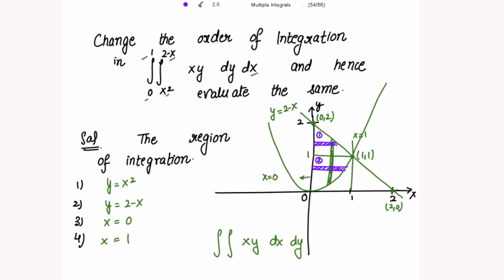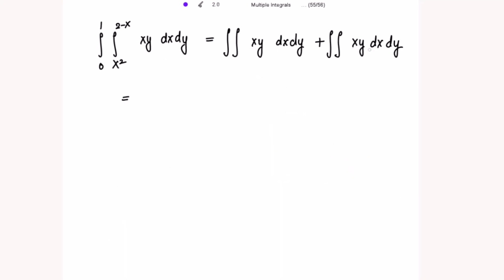So let me also name the regions first. This is O. Let me name this point as A, this point as, suppose, M, and this point B. So this is A, B, M, O. Now to find out the limits for x first. The region is divided into 2 parts, so I have to split the integral into 2 parts.